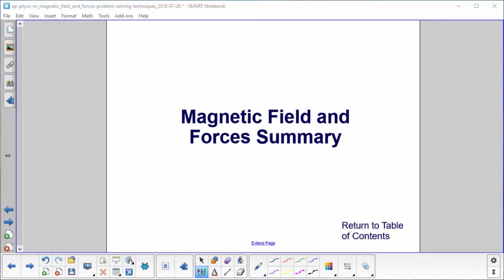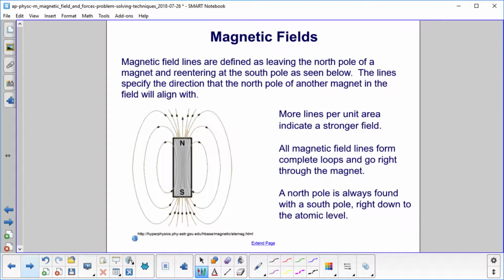Magnetic field and forces summary. Magnetic field lines are defined by convention as leaving the north pole of a magnet and re-entering at the south pole, as shown below. The lines specify the direction that the north pole of another magnet in the field will align with. So if I put another magnet here, the north pole will be pointing in the same direction as the field lines from this magnet right here.